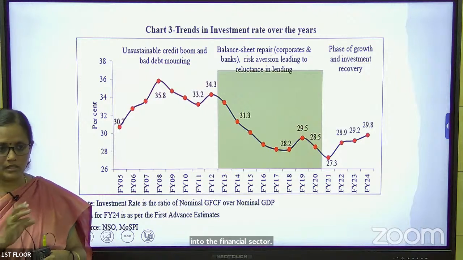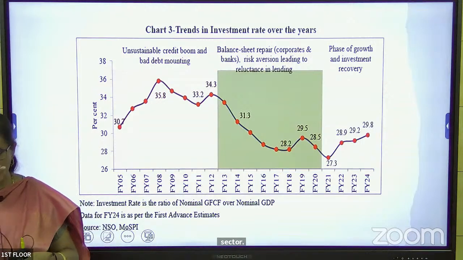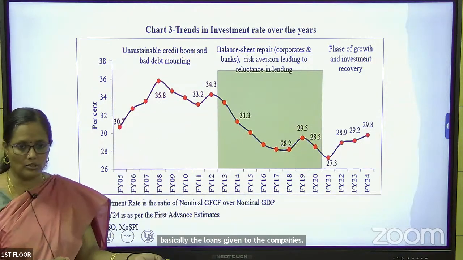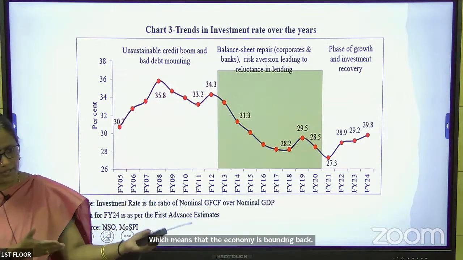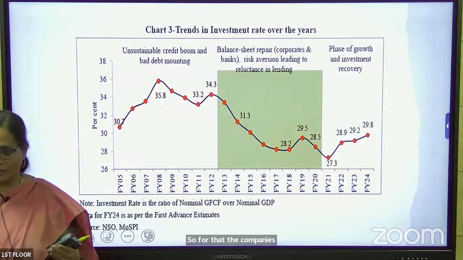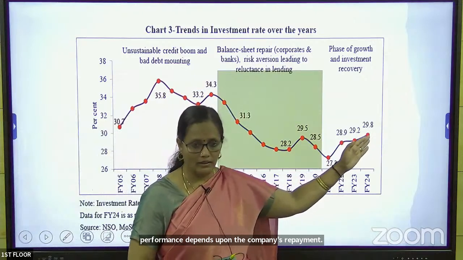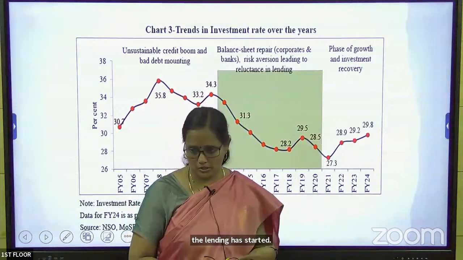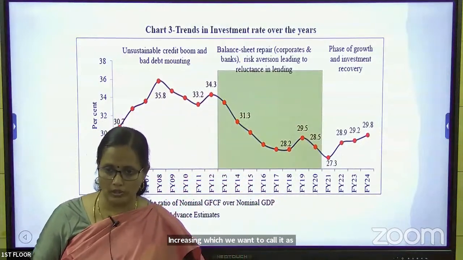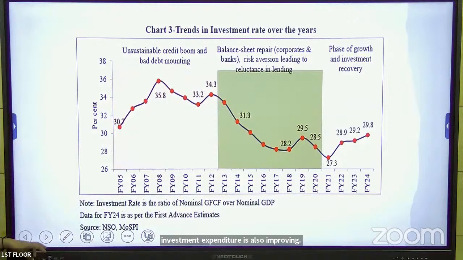So when the loans are being given in a better way, it means that the economy is bouncing back. For that, the companies should also be performing well, and the banks should also be performing well. Bank performance depends upon the company's repayment, so it is all interlinked. But we can see that slowly the lending has started increasing, which we want to call the recovery of investment expenditure. So consumption expenditure is good, and investment expenditure is also improving. With all these positive factors, India is becoming better in GDP growth.